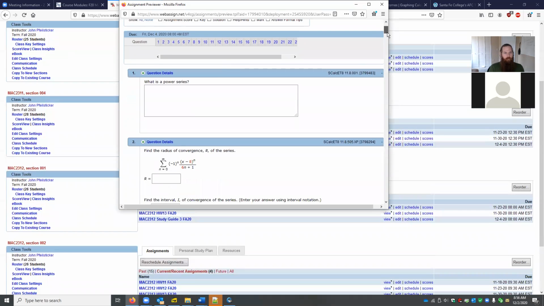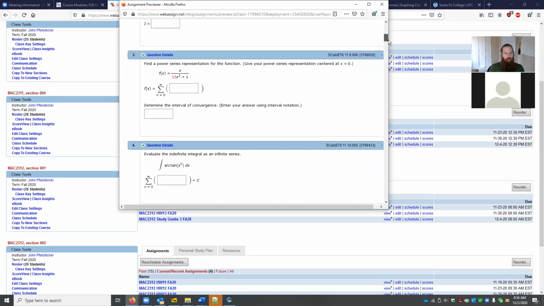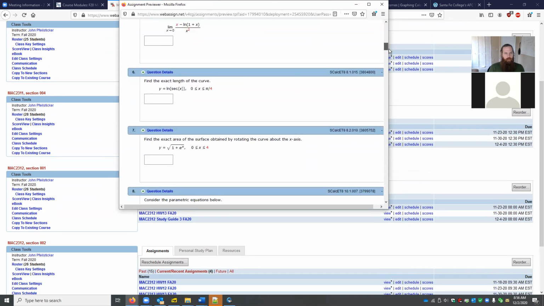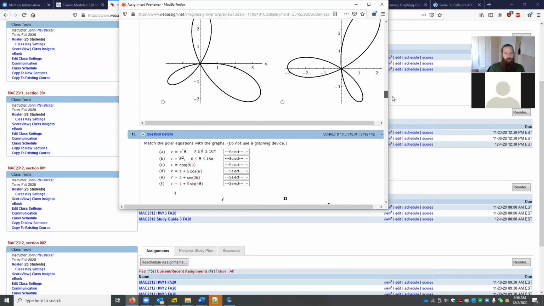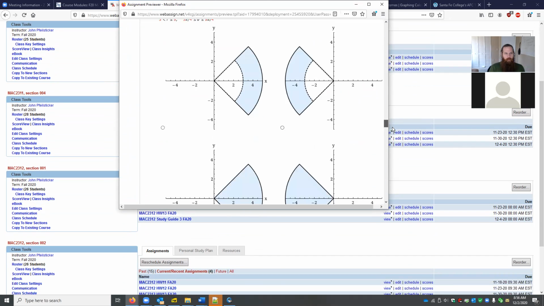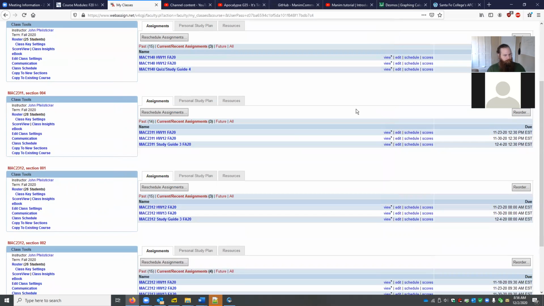All right, let's see what we've got here. So what is a power series? Find the radius of convergence, find a power series. I don't think any of those power series problems I put in your study guide require you to differentiate any power series, but we can take a look at one of each here. So what would be a good example? Most of these are related to each other through kind of obvious things, so it's a little bit tricky to come up with a novel problem.